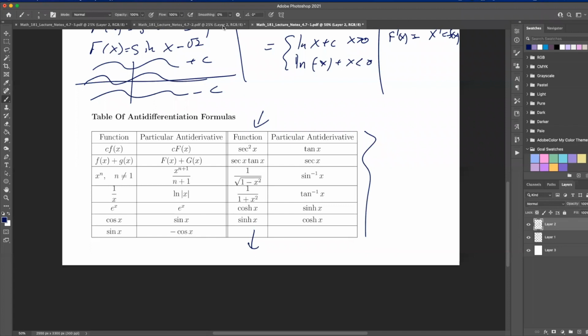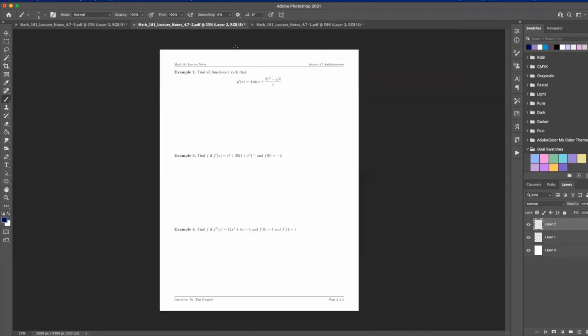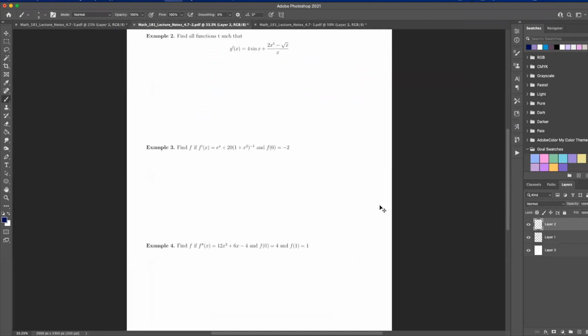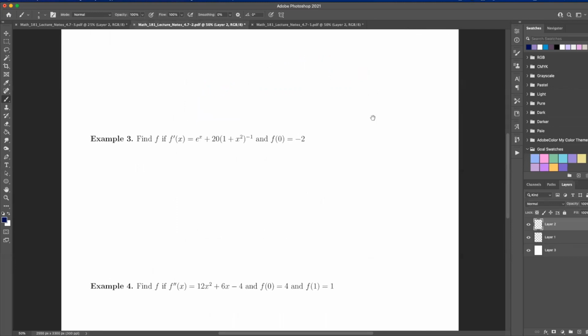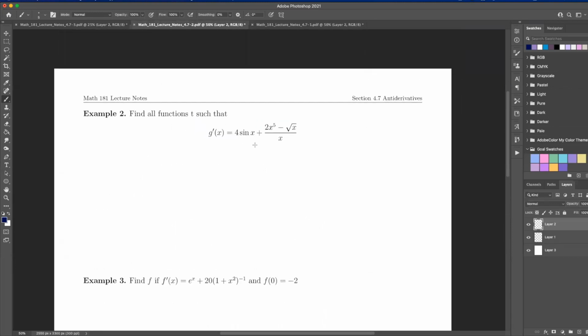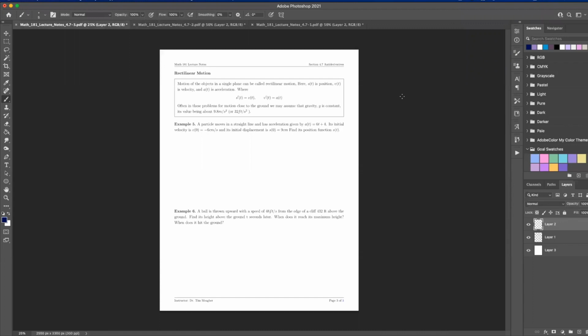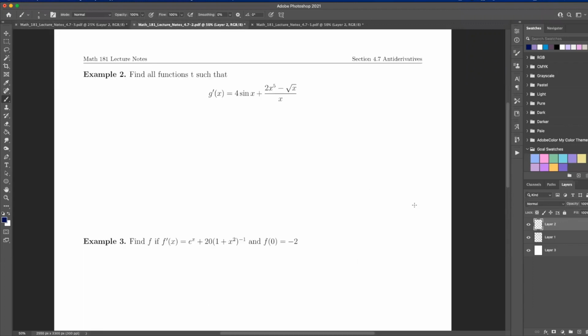Yeah, since there's no writing, I'll go ahead and just go to the next page. All right, so this is page 2? What's on page 3 then? Oh, rectilinear motion. Oh yeah, I forgot. I was like, what did I do?